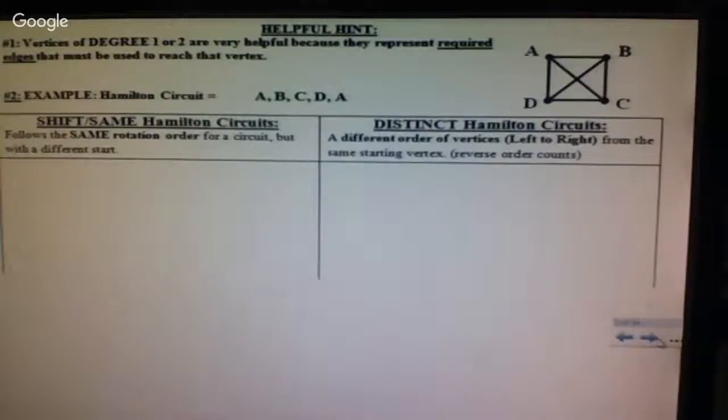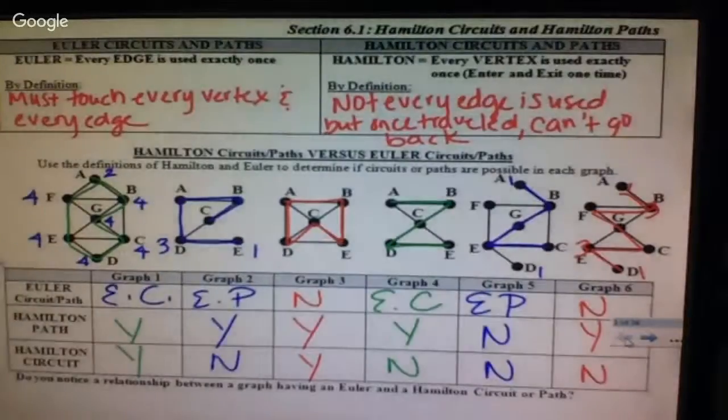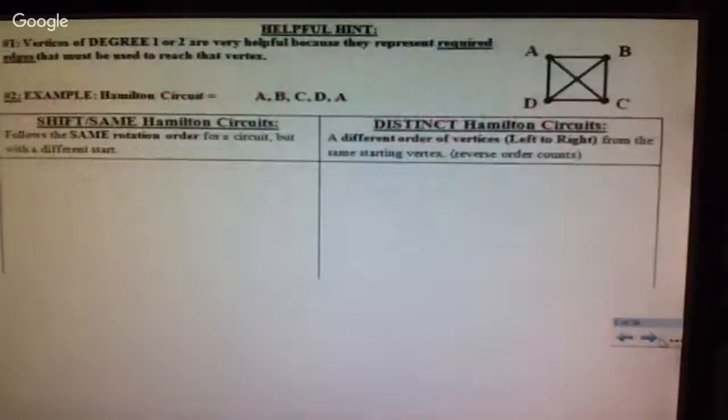Oh, we skipped the one at the bottom of the last page. Do you notice a relationship between the graph having an Euler path, an Euler circuit, or a Hamilton circuit or path? Is there some kind of relationship happening here? There's not. Just because it has an Euler circuit does not mean it's going to have an Euler path or a Hamilton path and circuit. Just because it has an Euler path does not mean it's going to have a Hamilton path or circuit. There is no relation there.